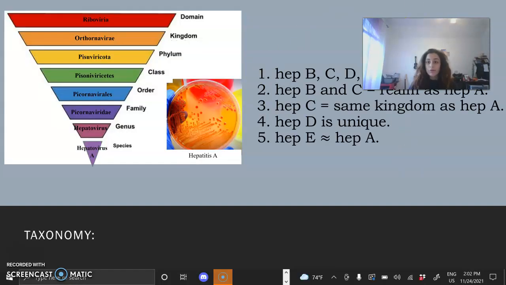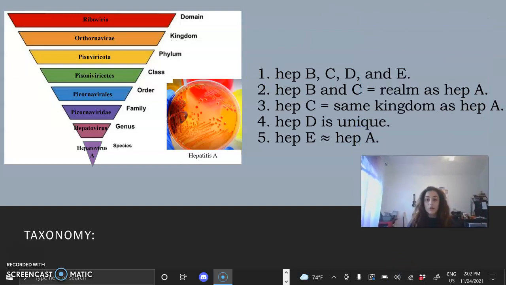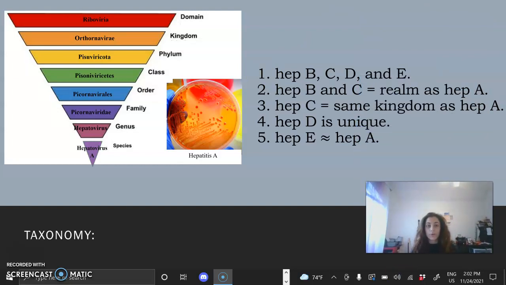So, to the left, we have its full taxonomy classification. The domain is Riboviria, kingdom is Orthornavirae, phylum is Pisuviricota, class is Pisoniviricetes, order is Picornavirales, family is Picornaviridae, genus is Hepatovirus, and species is Hepatovirus A.